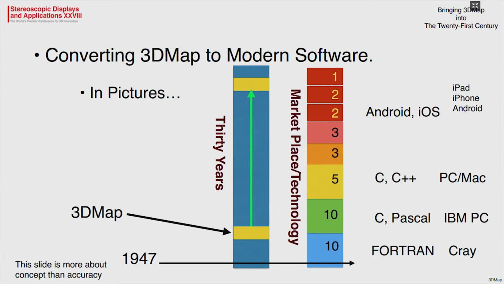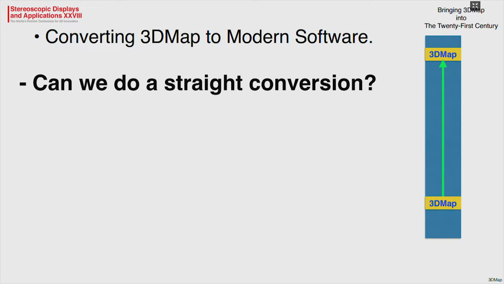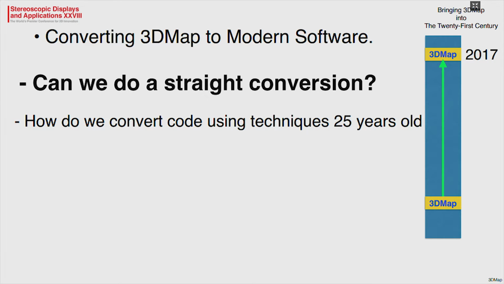It's concepts, it's scientific theory, it's the methods of that time, and how do I bring them up to this point, okay? So now we can ask the question, with that particular background, can we do a straight conversion, okay? How do we convert code using techniques from 25 years ago? I don't mean to imply that it was improper or anything like that. It's just what we did then, okay? And I did these things. I looked at the code and immediately recognized the techniques and practices that we applied at that time, okay?